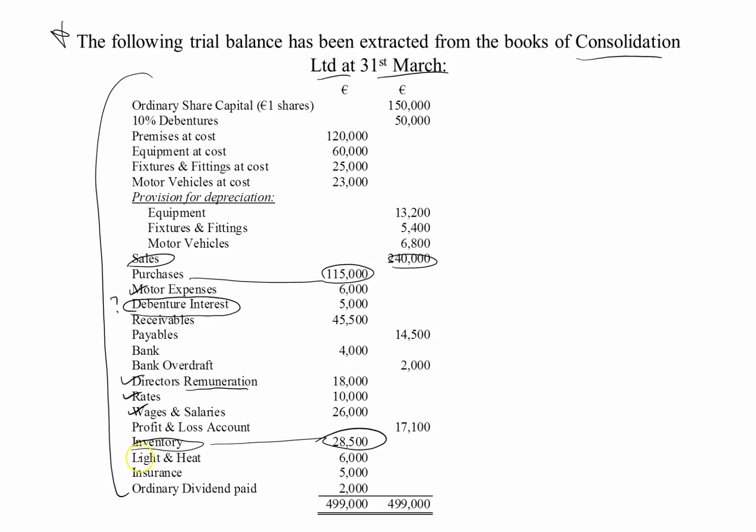the inventory, we have the light and heat. Now just remember there is an adjustment or an accrual on the light and heat there. And we have the insurance.